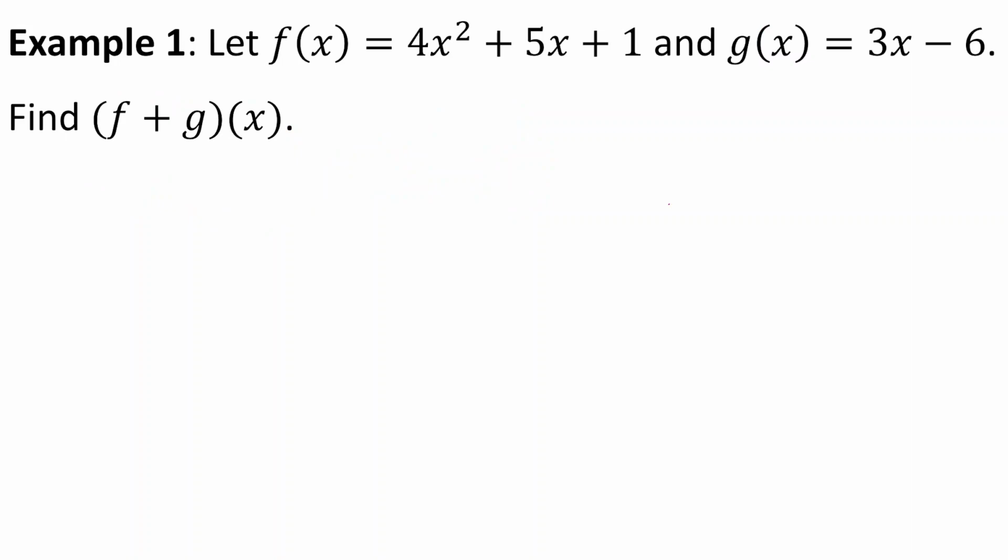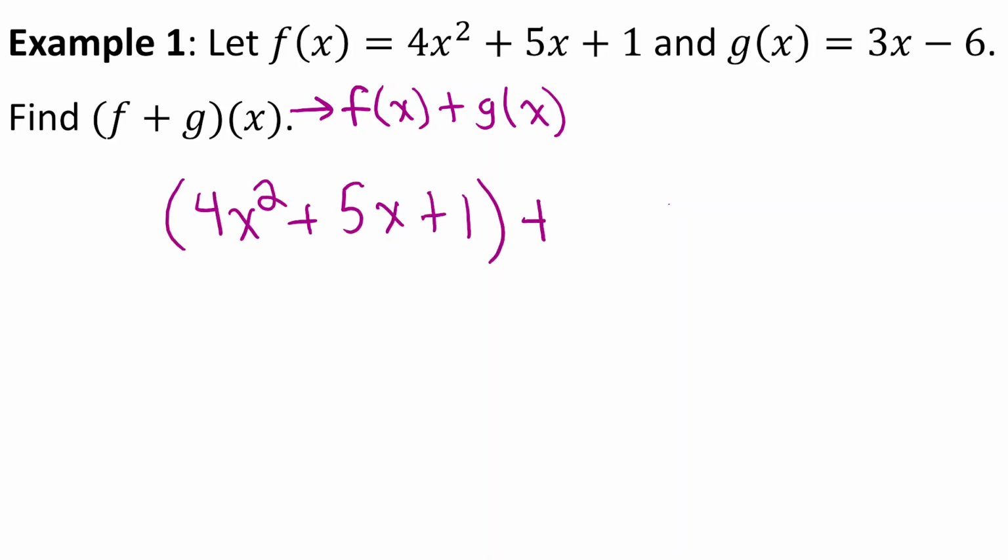First example, let f of x equal 4x squared plus 5x plus 1 and g of x equal 3x minus 6. Our goal is to find f plus g of x, but just like how we showed it in the previous slide, we're going to just rewrite as f of x plus g of x. As we're starting the problem, the first thing I would do is write the two functions side by side and enclose them inside parentheses as follows. 4x squared plus 5x plus 1 in its own parentheses plus 3x minus 6 in its own set of parentheses.